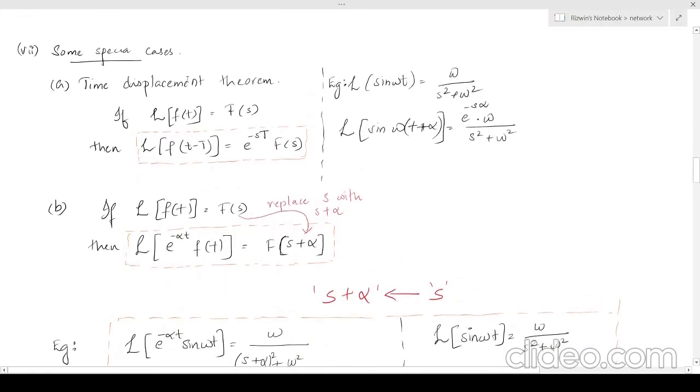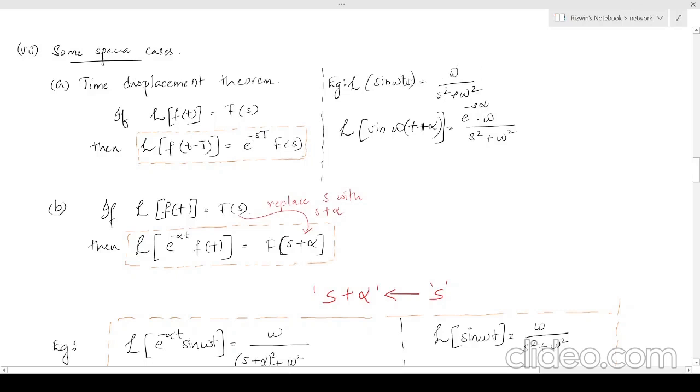Now we have some special cases which will be helpful in network theory for finding the Laplace transform or its inverse. One is the time displacement theorem. If the function f of t has a Laplace transform given by F of s, and we delay the function by a variable T, then the Laplace transform is changed by e raised to minus sT times F of s. It will be much clearer with this example. We know the Laplace transform of sin omega t is omega by s square plus omega square.